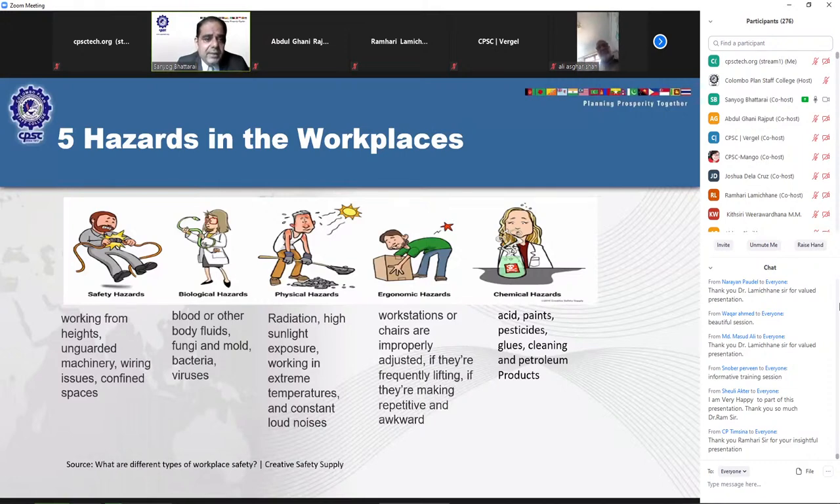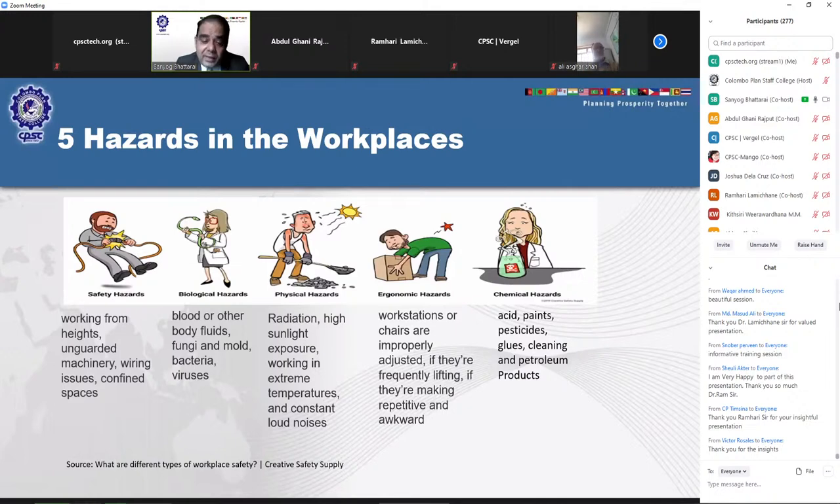So there are six hazards, which DG sir already explained to you. Safety hazards: working from heights, unguarded machinery, wiring issues, confined spaces. Biological hazards: blood and other body fluids, fungi, mold, bacteria, viruses. Physical hazards: radiation, high sunlight exposure, working in extreme temperature, like in the UAE or Qatar, where labor work in extreme temperatures, which is very bad for health. And constant loud noises, also in the welding trade; you can see very loud noises in different trades.